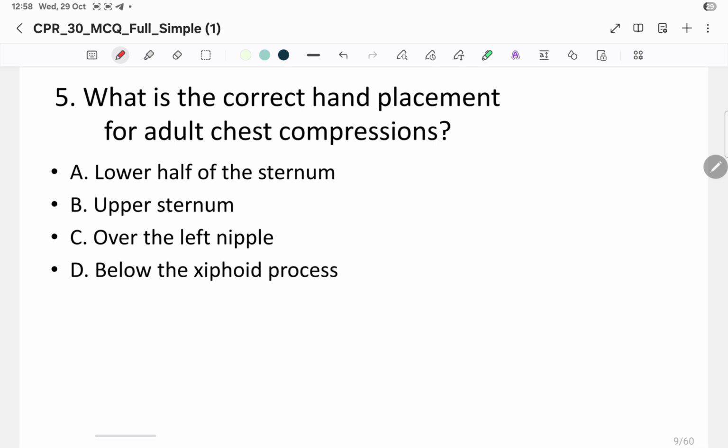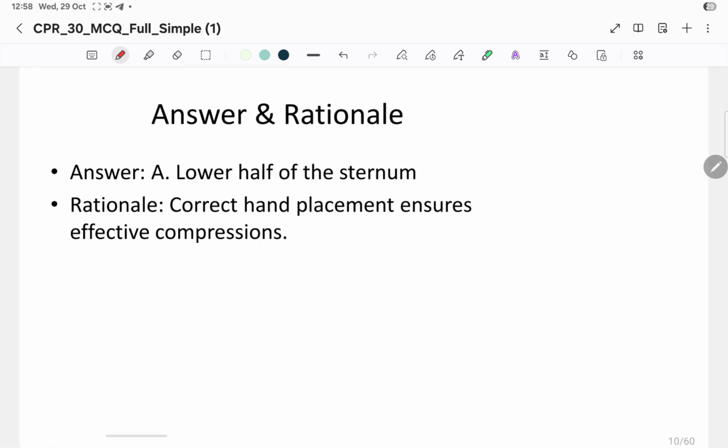Next, what is the correct hand placement for adult chest compression? Option A, lower half of the sternum. B, upper sternum. C, over the left nipple. D, below the xiphoid process. And the correct answer is option number A. Lower half of the sternum is the correct hand placement for adult chest compression. Correct placement of hands during compressions ensures effective compressions.